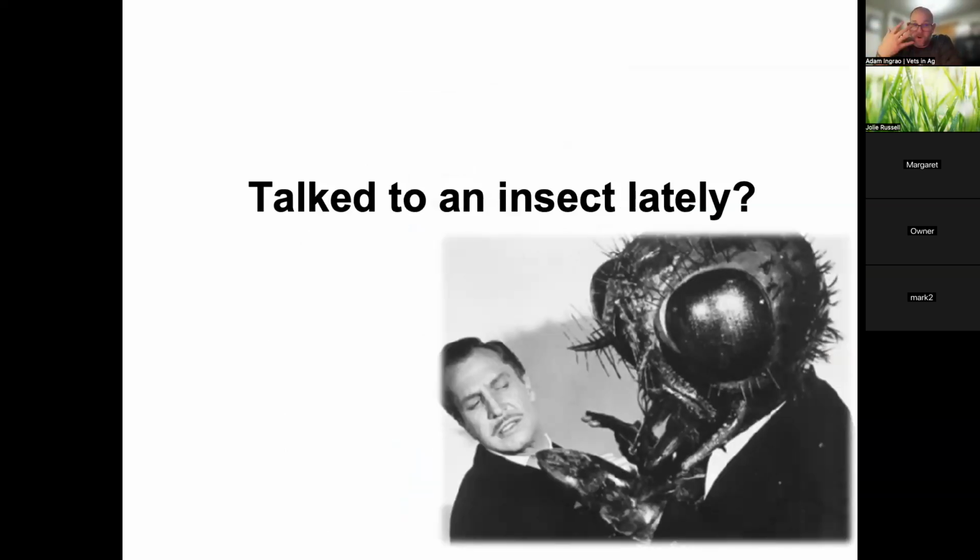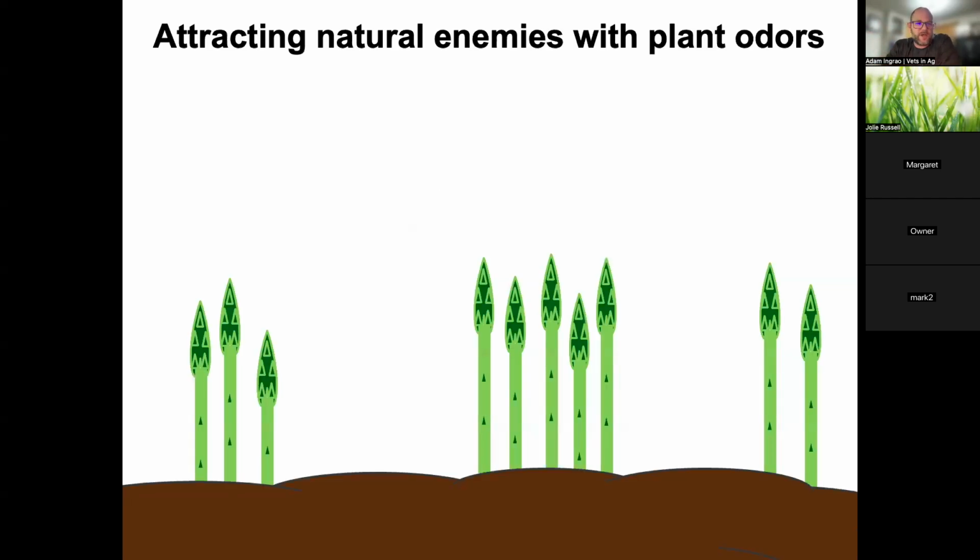And this was one of the main areas of my research when I was working on my PhD: how can we maybe participate in this chemical conversation that's happening in this landscape between hosts and predators and parasitoids. We're targeting parasitoids here. So we're going to use my asparagus crop as an example. This is my really great drawing of an asparagus crop using PowerPoint.